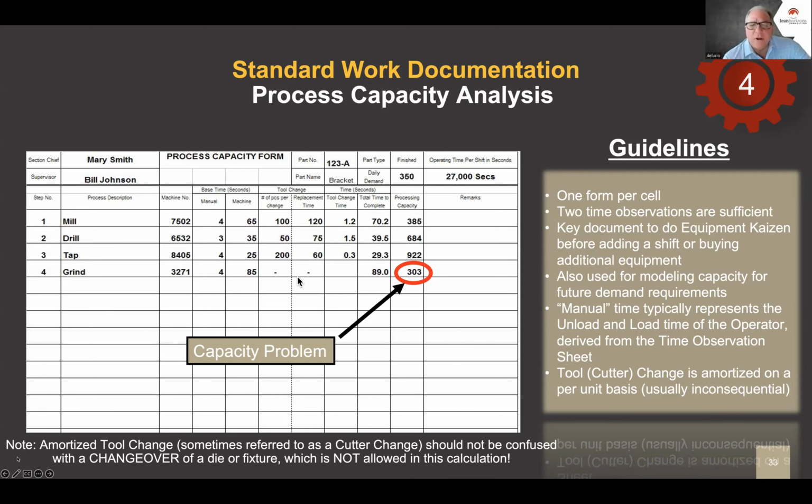Now, another way to think about this instead of quantity is actually look at that column where it says total time to complete and compare that against your takt time. So in this example, my takt time is 77 seconds. And if you look at operation number 4, again, you could see it's violating that takt time at 89. Okay. So that's process capacity.